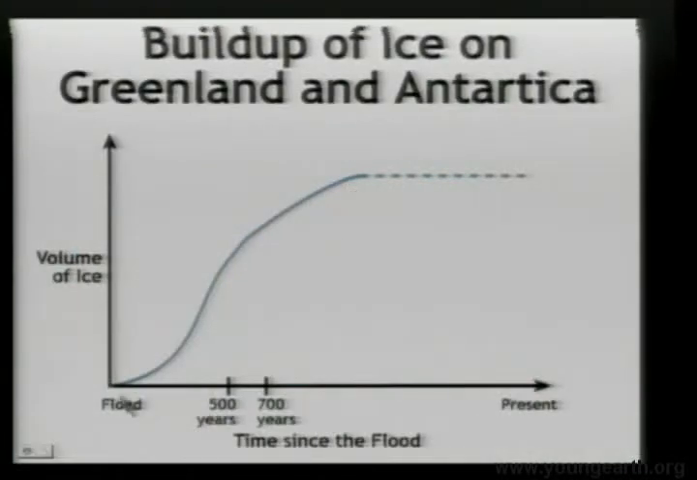Now we start with no ice at the end of the flood, and it builds up. At the peak of the Ice Age in 500 years, you maybe got half the ice there, and it keeps building as the rest of the ice sheets are melting. And then it keeps building after that for a while until it reaches steady state to the present time. That's our Ice Age model.